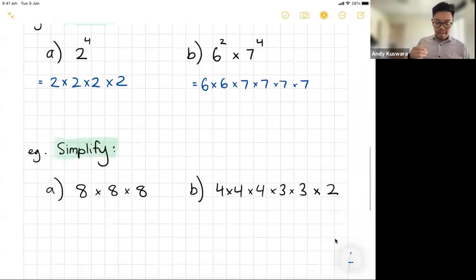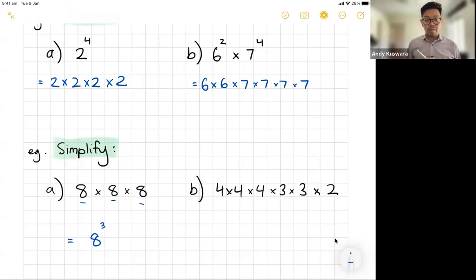So if I have 8 times 8 times 8, all I need to do is ask what's the base number that's being multiplied every time? That's 8. So I'm going to write it as 8. And how many times does it happen? 1, 2, 3, 3 times. So it's 8 to the power of 3. And that one would be your answer.